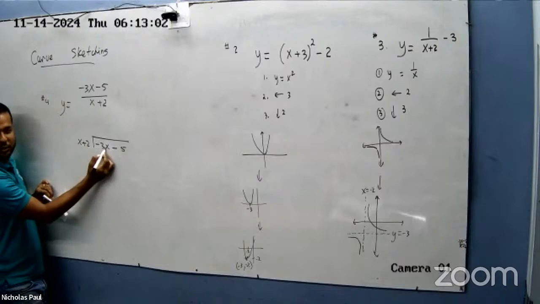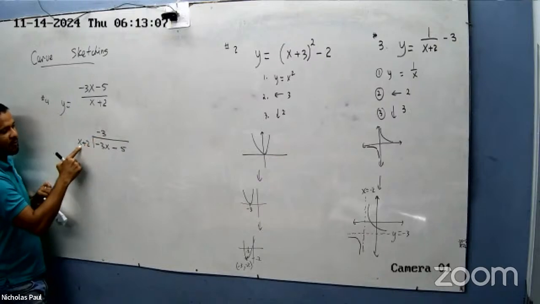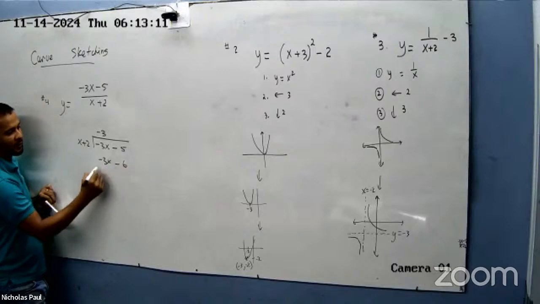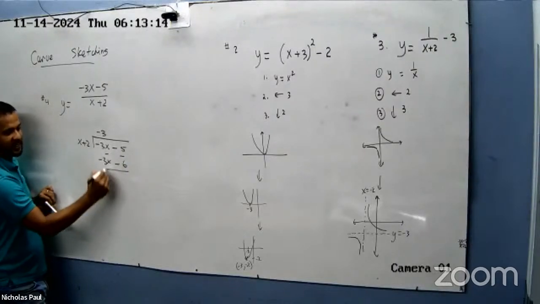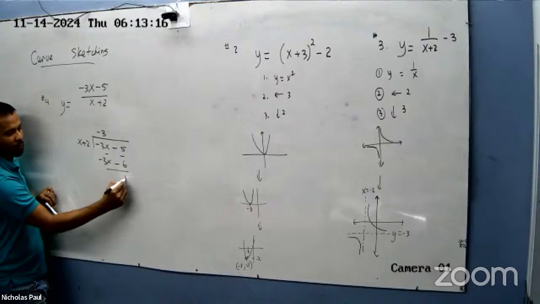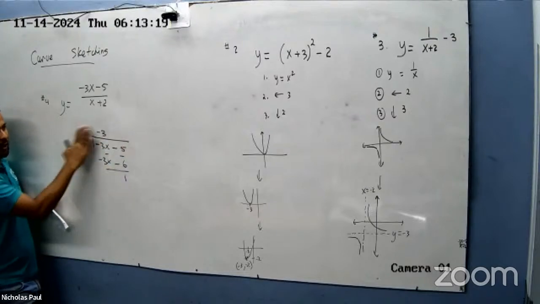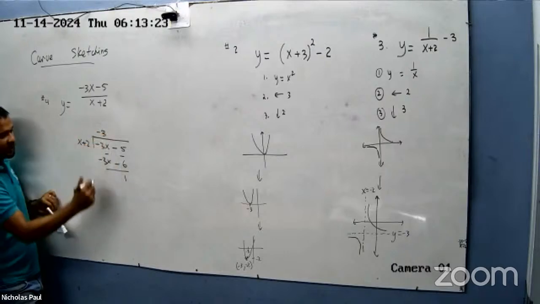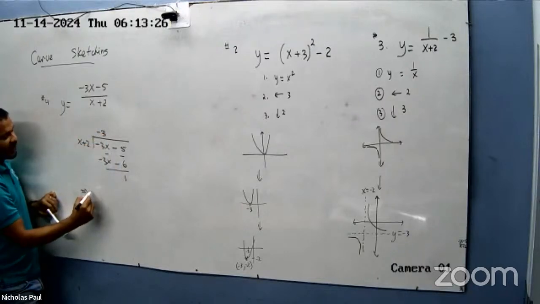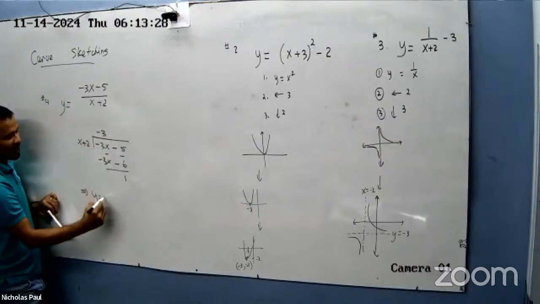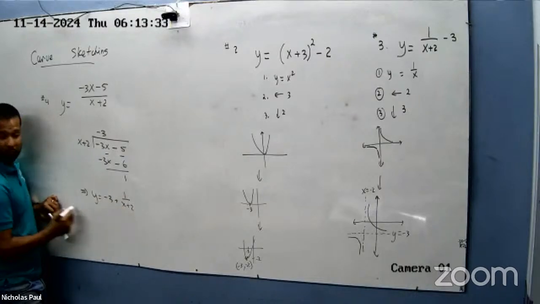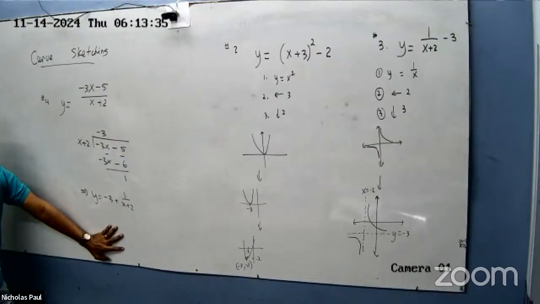X into minus 3x is what? Minus 3, right? Minus 3 times x is minus 3x, minus 5 minus minus 6 is 1. So this is 0 and this is 1. How do I write this back now? This is the remainder and this is the quotient. So it means that y is really minus 3 plus 1 over x plus 2.